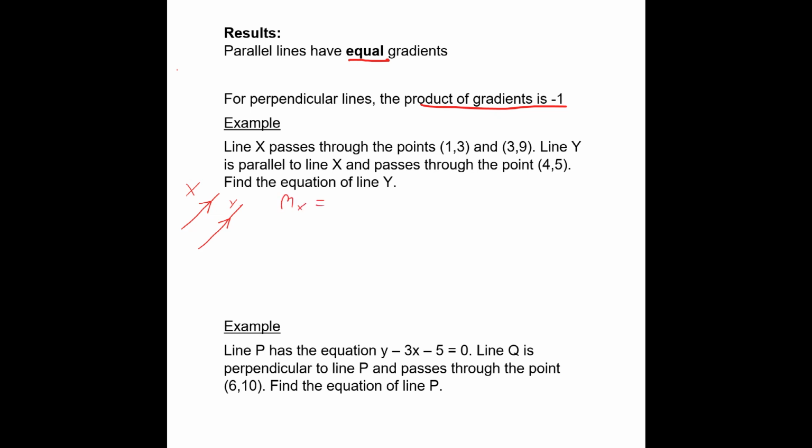So if I call this my second point B, and the point further to the left, 1, 3, my first point A, I have 9 take away 3, y2 take away y1, over 3 take away 1, x2 take away x1. I get 6 over 2, which is 3. So the gradient of line X is 3.